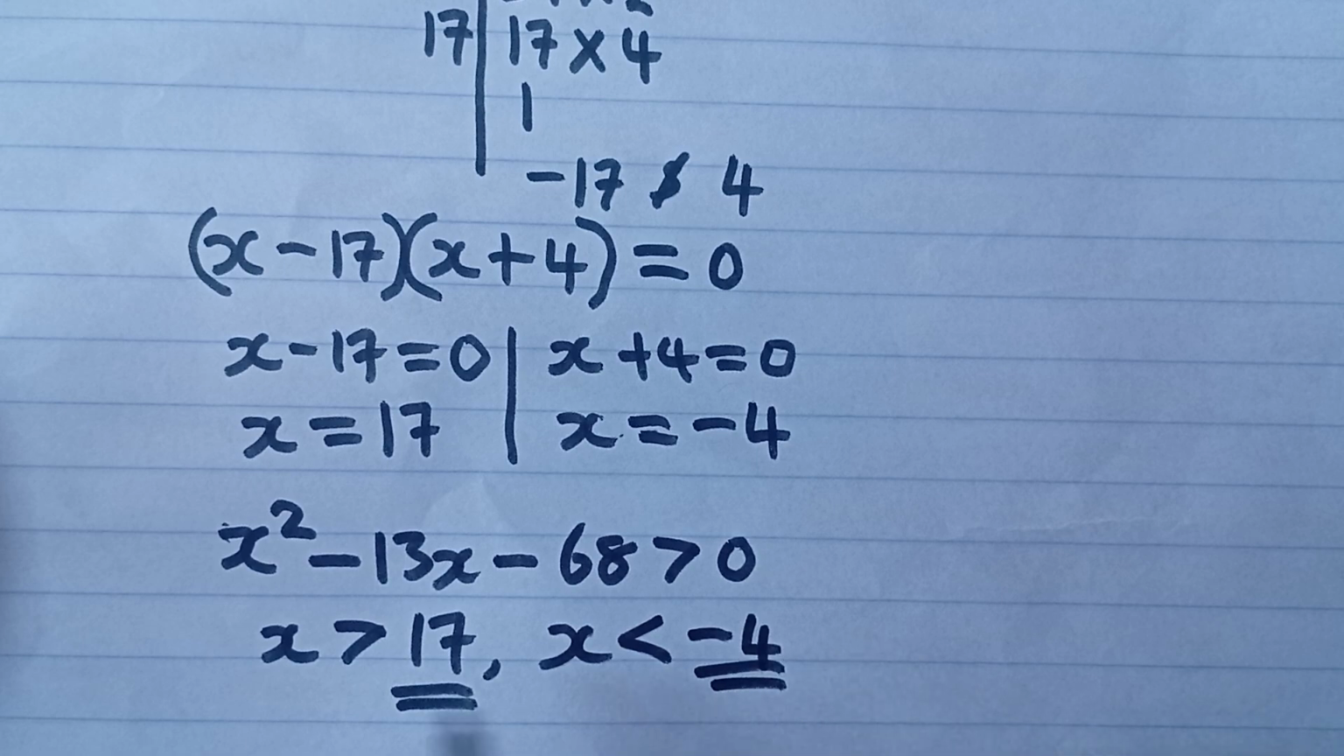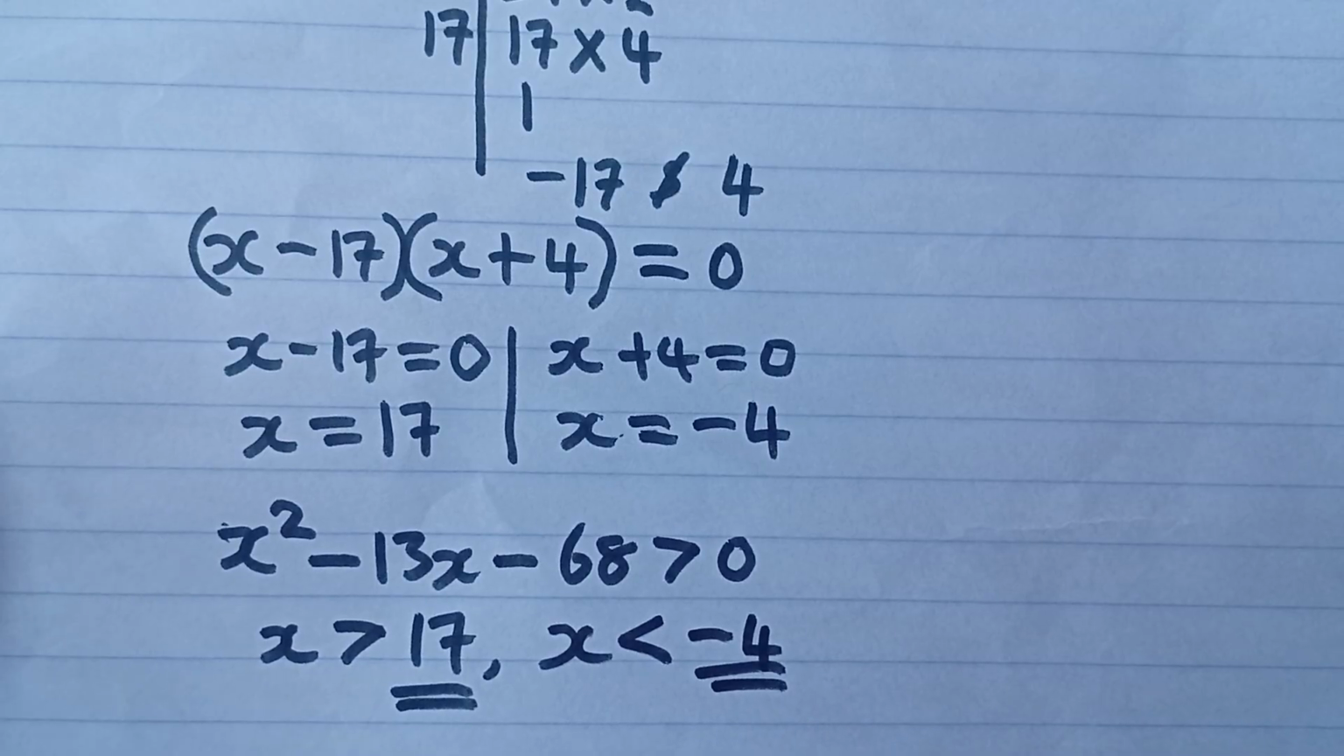So we now have our two solutions, that x is greater than 17 and x is less than minus 4. These two solutions cannot be combined into one inequality because the range does not follow. We cannot write down the range in one inequality. So these are the solutions to the inequality.